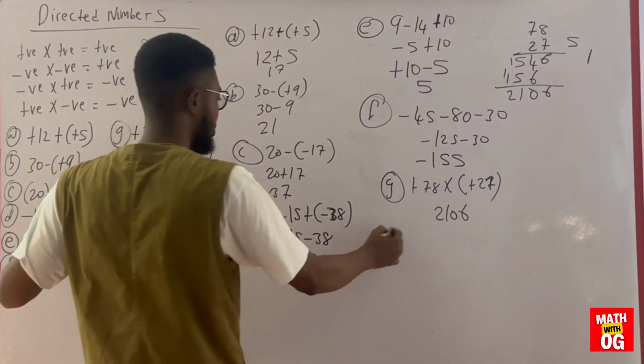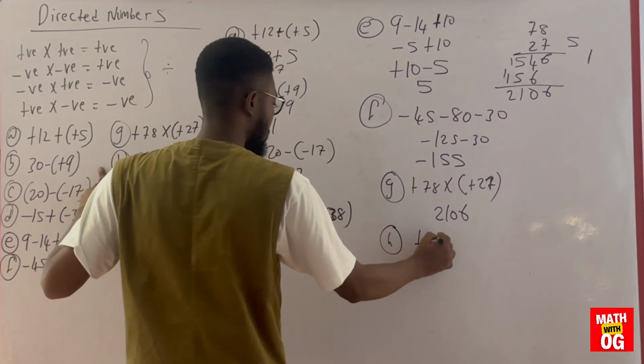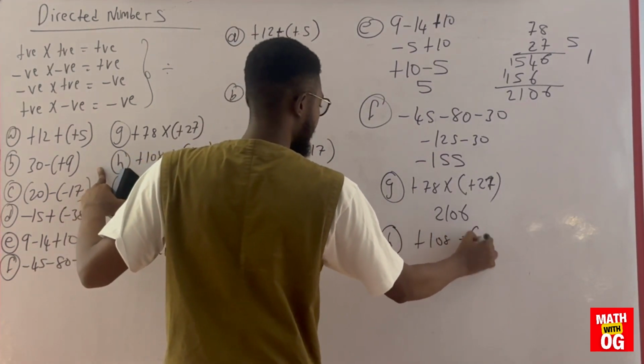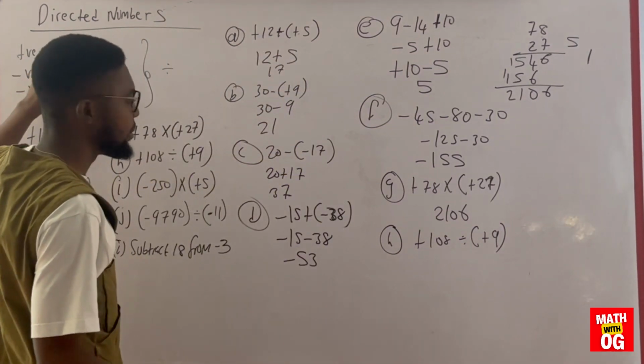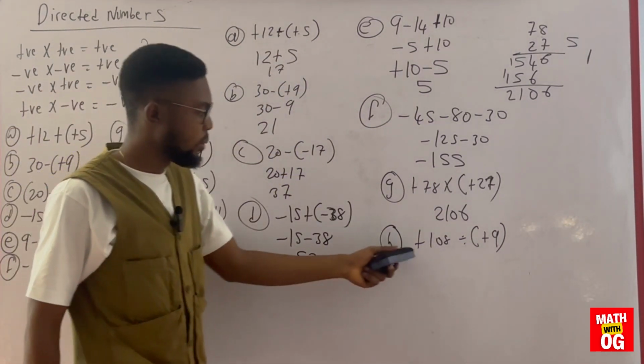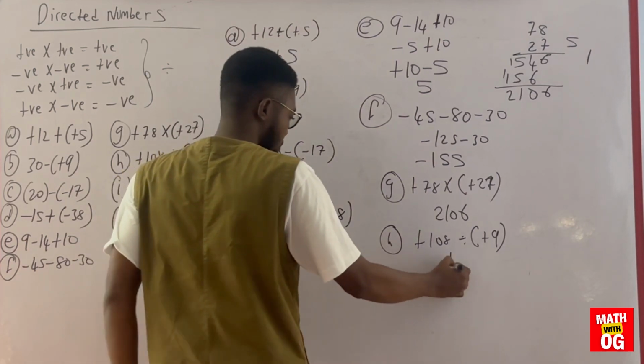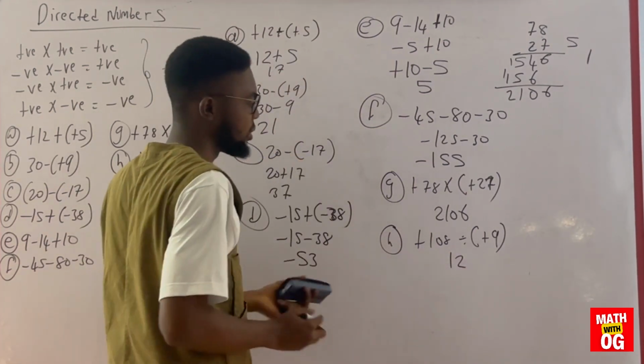Next question, H. You have plus 108 divided by positive 9. A positive number dividing a positive number will also give you a positive number. 108 over 9 is simply 12, because 12 times 9 is 108.